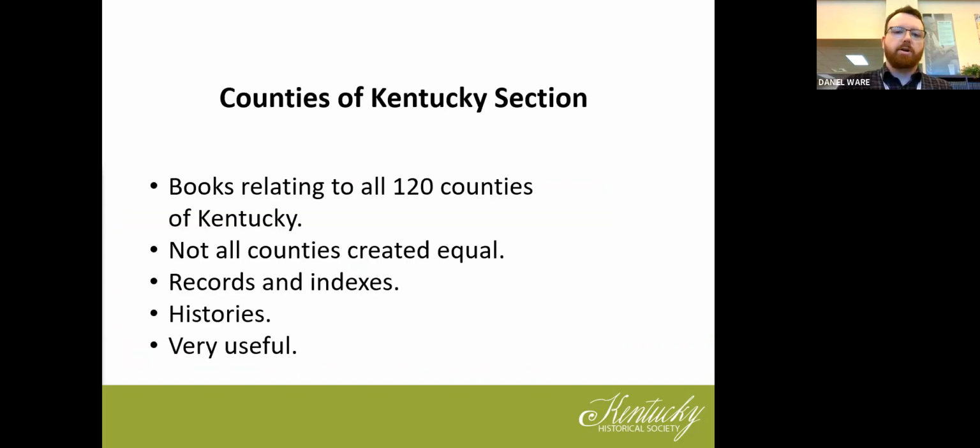And then we do have our Kentucky county area. I point to people a lot for that. That's very useful.